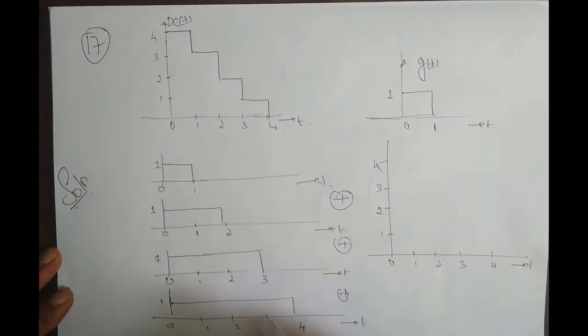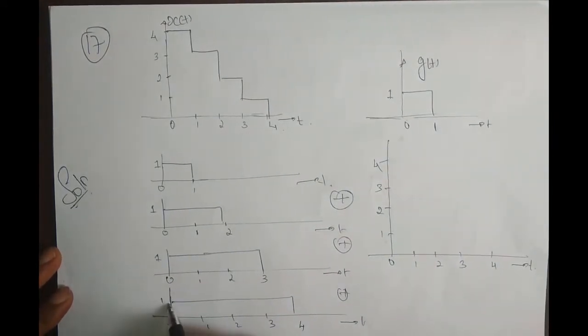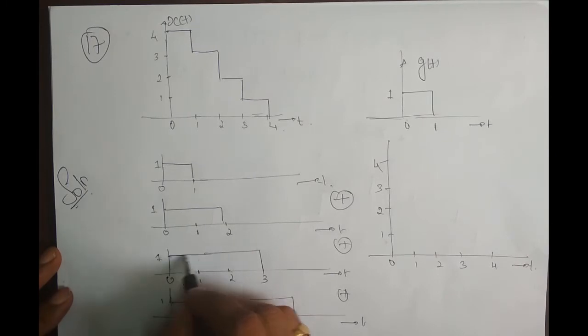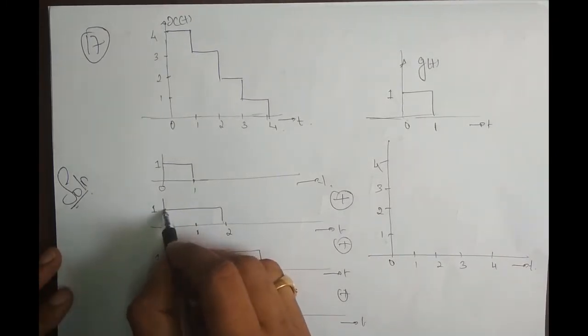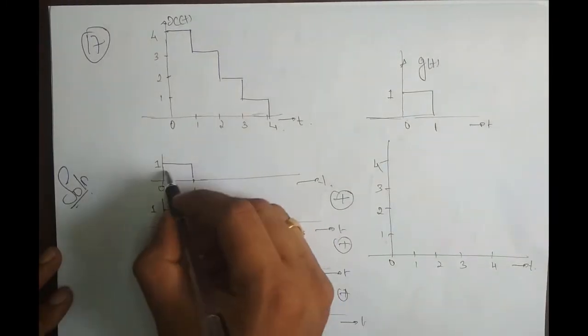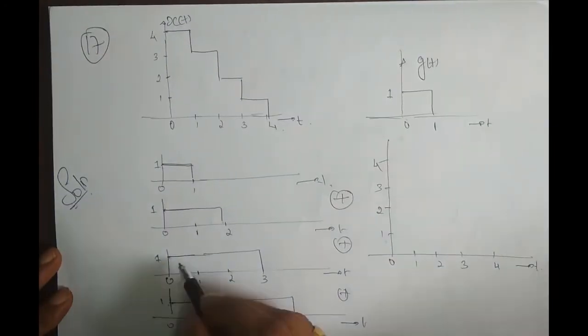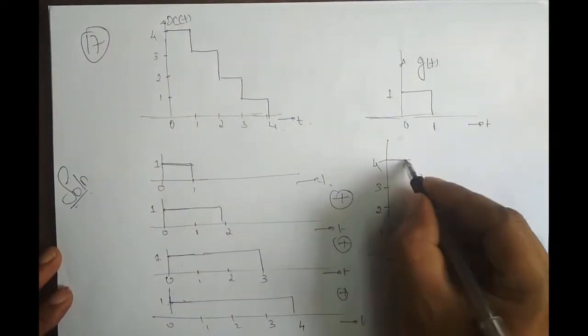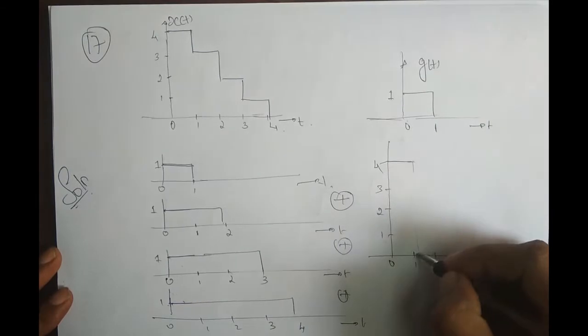This is t. So for t varying from 0 to 1, what is the amplitude of the first signal? 1 plus. What is the amplitude of the second signal? Plus 1 plus. What is the amplitude of the third signal? 1 plus what is the output of the fourth signal? 1. So 1 plus 1 plus 1 plus 1 is 4. So for t varying from 0 to 1.